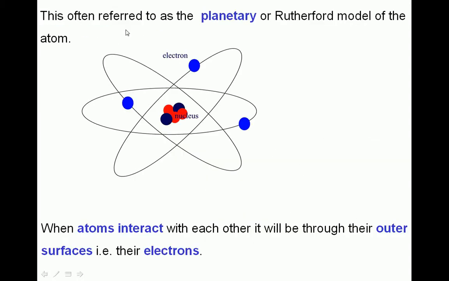So this idea of electrons moving around at great distance from a very dense nucleus is called the planetary model, or sometimes called the Rutherford model. And the most important thing to recognize is that when atoms interact with one another, they will do so through their electrons. It is the electrons that comprise the outer surface of the atoms. So the chemical properties of an atom are going to be determined by the nature and number of electrons that the atom has.